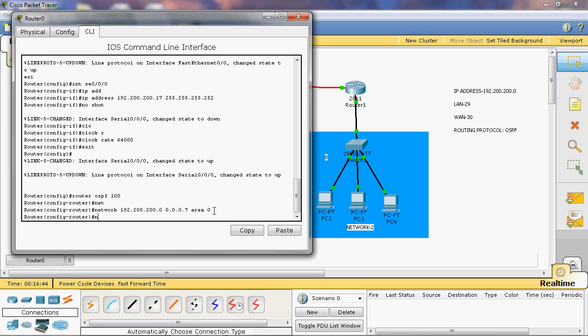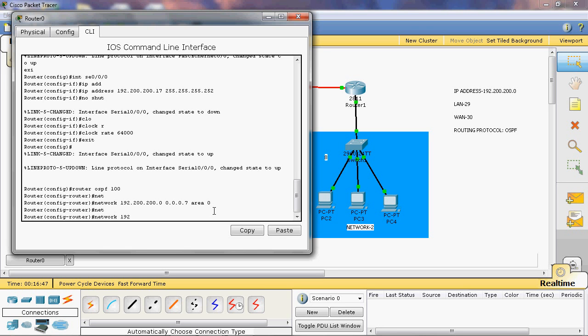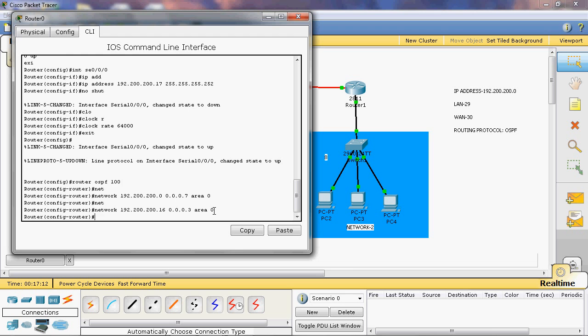Next directly connected network is network 192.200.200.16. Its subnet mask is 30, and its inverse is 0.0.0.3, area 0. In OSPF the process ID can be unique, but the area should be the same. If it is a different area, we can use redistribution. Exit.